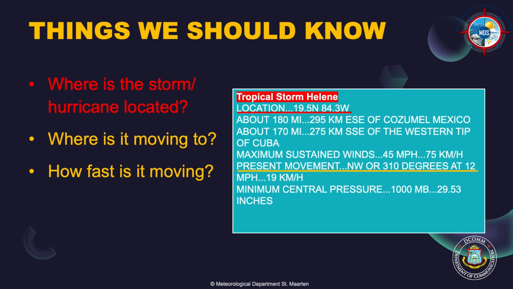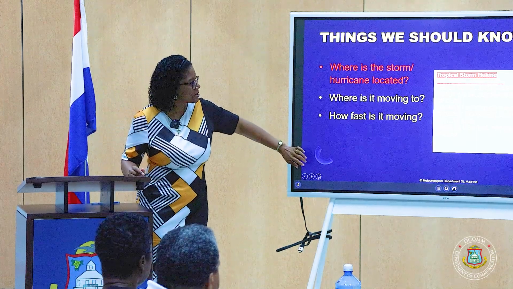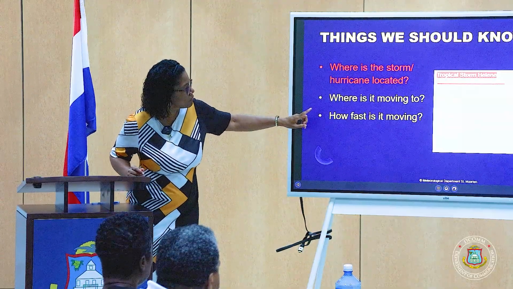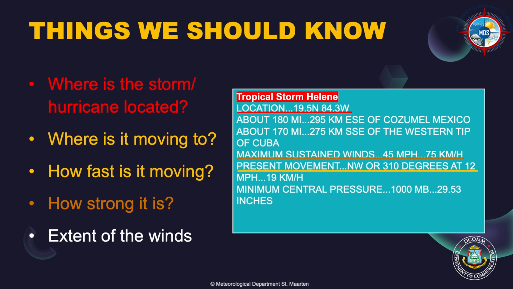Then the other thing you have to listen for is where it is moving to and how fast it is moving. In this example, the movement is northwest or 310 degrees at 12 knots. So the entire hurricane is moving at 12 miles an hour, not the wind speeds. The wind speeds are called the maximum sustained winds. That is how fast the wind is spinning. But the entire hurricane is always also moving at a particular speed. How strong is it? That is the maximum sustained winds.